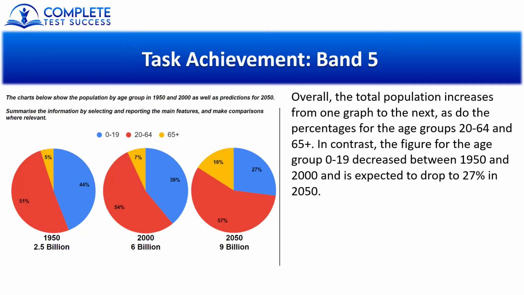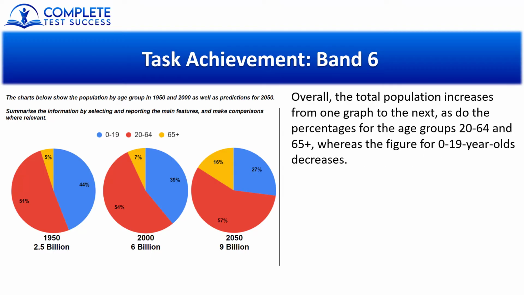This time, the description is accurate, but there's a different problem. This overview includes specific data. What I'm referring to here is where it says to 27%. There should be no specific data in an overview like this. Doing this will restrict the task achievement score to a band 5 as well. And here is an overview that would score band 6.